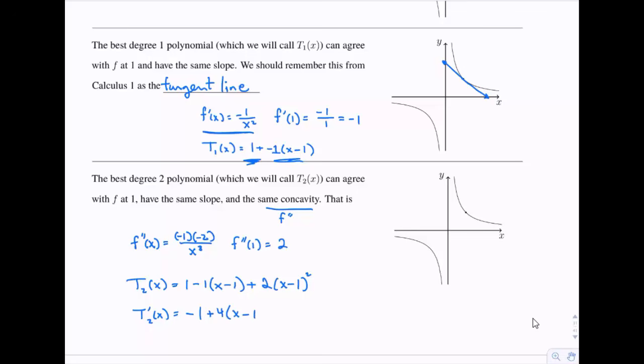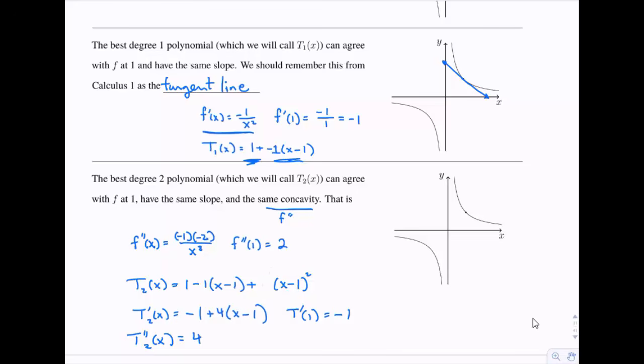Let's see, I get negative 1 plus 4 times x minus 1. So at the face of this it doesn't seem super horrible. If I plugged in x equals 1, I would indeed get the slope is negative 1. Perfect. But now when I take the second derivative, we actually see that we get 4, right? But we wanted 2. The second derivative at 1 was supposed to be 2, and I got 4. So what we want to do here is divide by 2, so that way it cancels when we take the derivative and this 2 comes down.